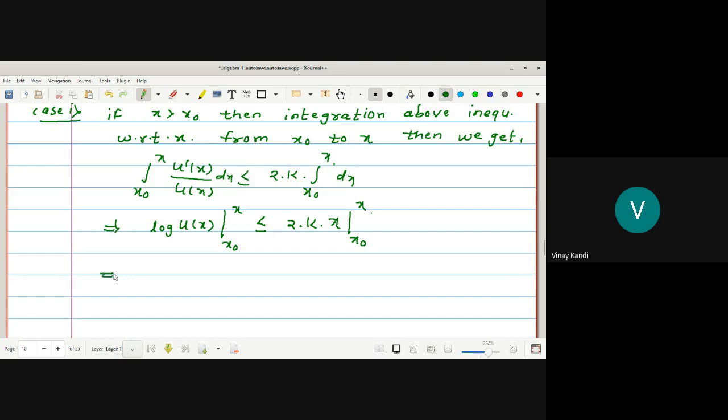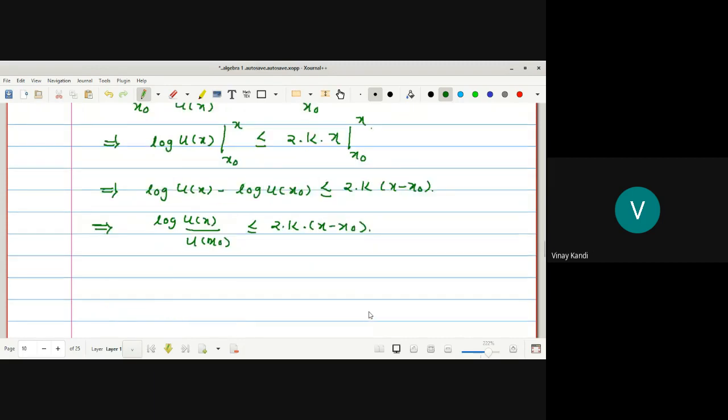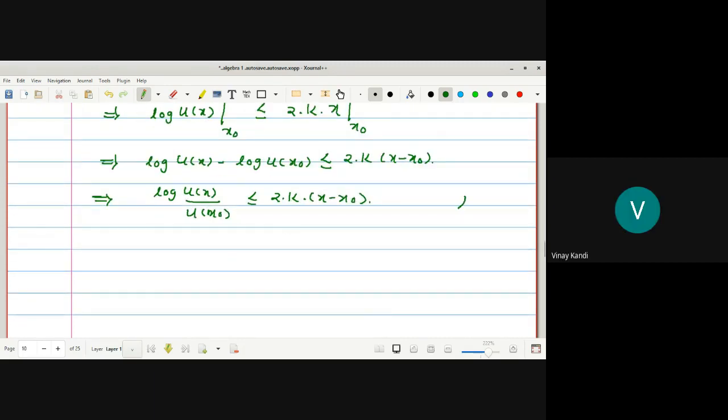Which implies that log of u of x minus log of u of x naught is less than or equal to 2 into k into x minus x naught. Which implies that log of u of x upon u of x naught is less than or equal to 2 into k into x minus x naught. Any doubt up to here? No, sir.